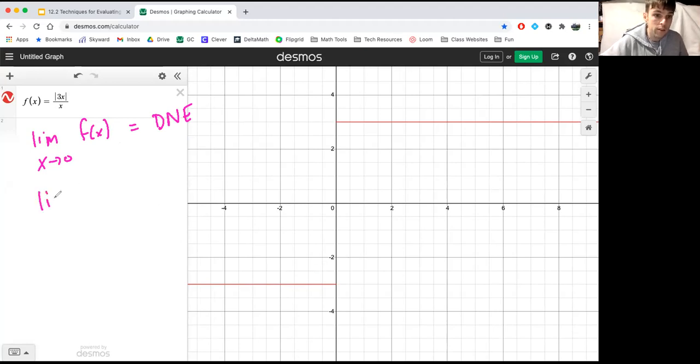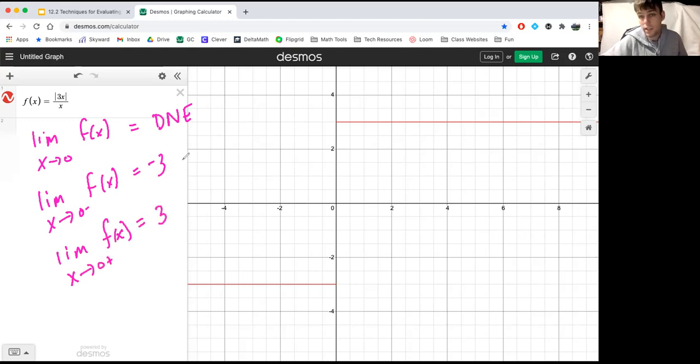We could write that out this way. We could say the limit as x approaches 0 from the left side, from the negative side, is -3, and the limit of our function as x approaches 0 from the positive side is 3. Since these don't agree, we say the limit does not exist.